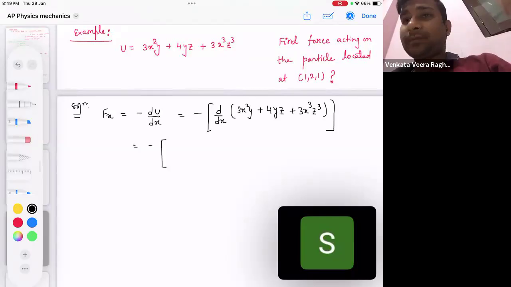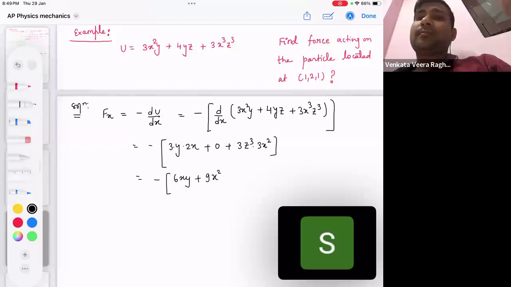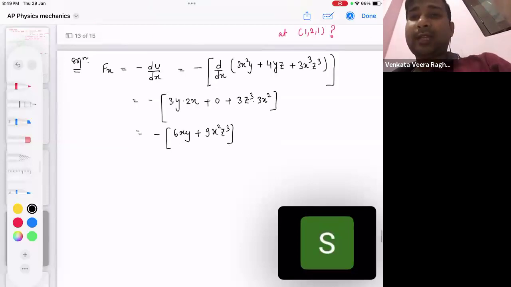Minus. First term, 3 constant, y constant, x squared differentiation 2x. Second term, y and z are both constant, because we are differentiating with respect to x. 4yz, all three constant. Plus 3z cube constant, x cube differentiation 3x squared. So we have minus 6xy plus 9x squared z cube. That is the force in x.